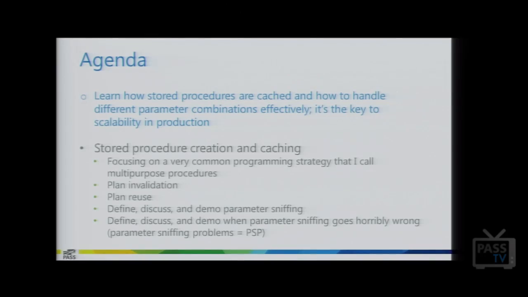I'm going to focus on one of the most common examples that I see in terms of kind of the generic programming strategy that's used out there that's horribly problematic. I'm going to talk about when plans are invalidated. I'm going to talk about how plans do get reused and don't get invalidated. I'm going to talk about parameter sniffing and go through when this occurs. And like I said, I'm going to demo this. And then I'm going to talk about when it goes horribly wrong.